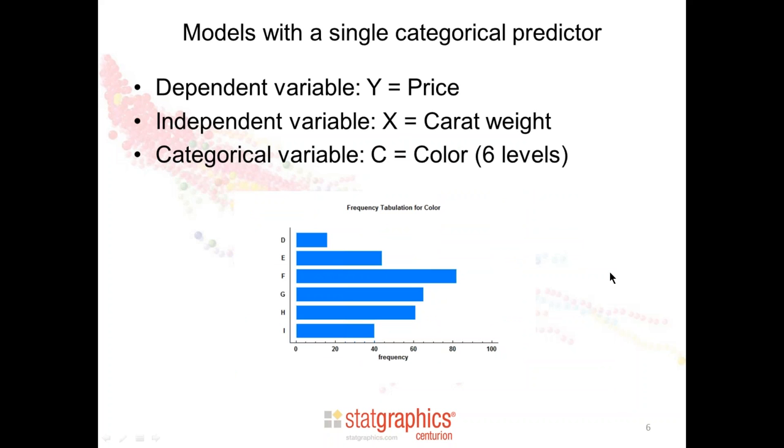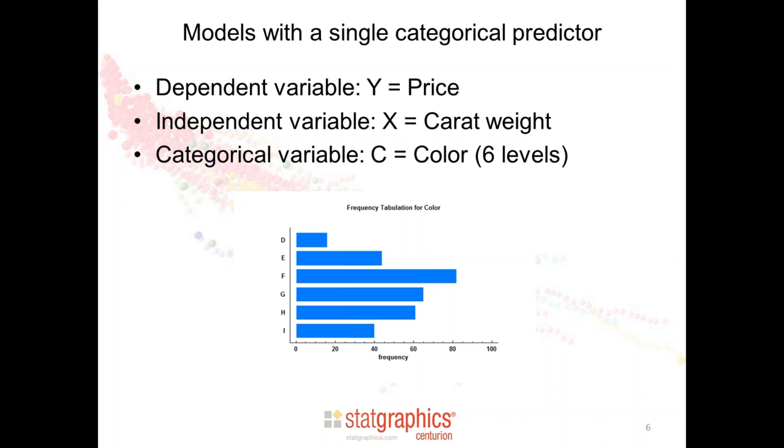Okay, now, the model I'm going to start with, I find it a good idea always to start with a simple model, will be one in which the dependent variable will be price, and the primary independent variable will be carat weight. Together with carat weight, though, I want to introduce color as a categorical factor.